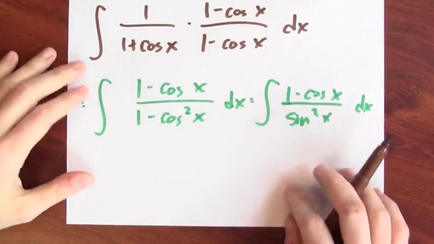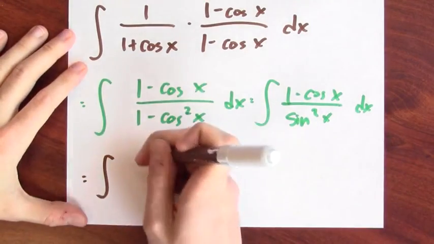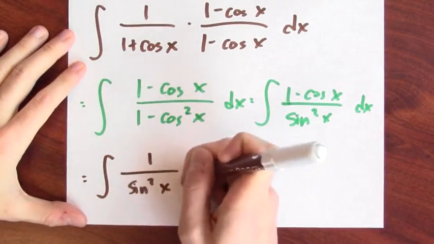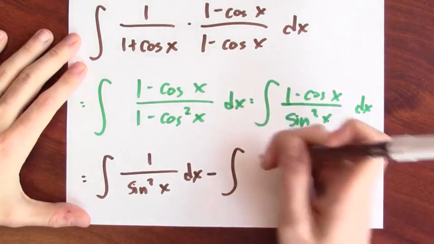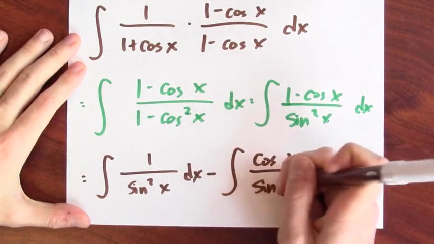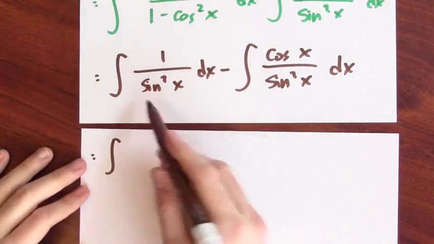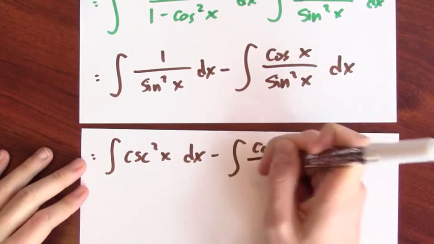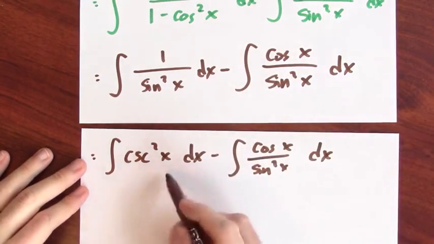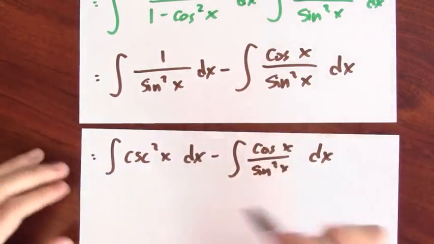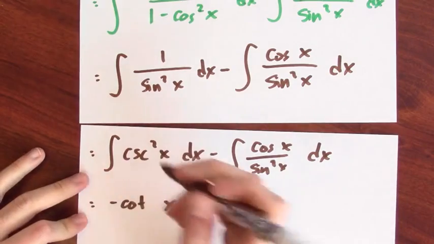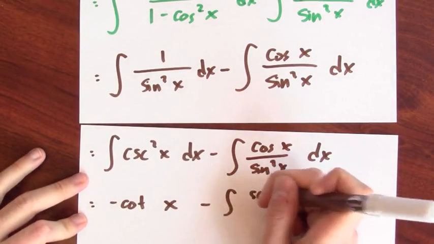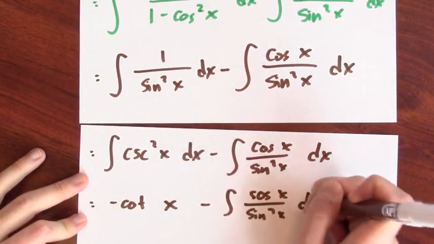Let's split it up. Then I get that this is the antiderivative of 1 over sine squared x dx minus the antiderivative of cosine x over sine squared x dx. Now that first integral is one that I can do. Rewrite it as the antiderivative of cosecant squared x. Now I just have to think, do I know any function whose derivative is cosecant squared? Yes, negative cotangent is an antiderivative of cosecant squared x.